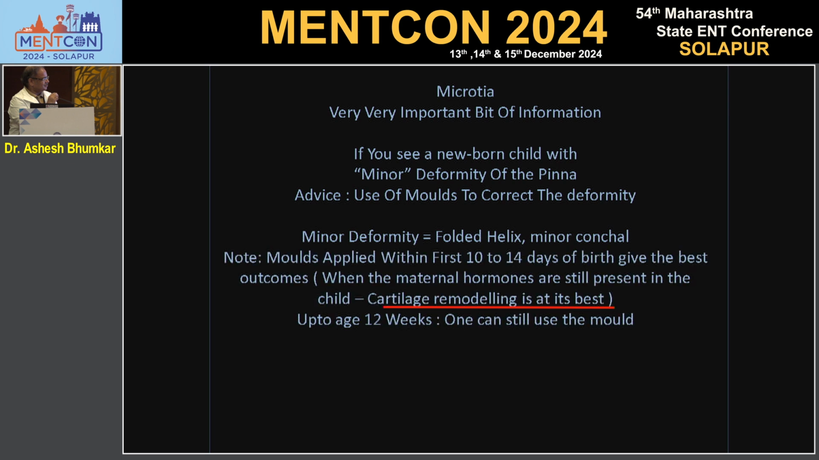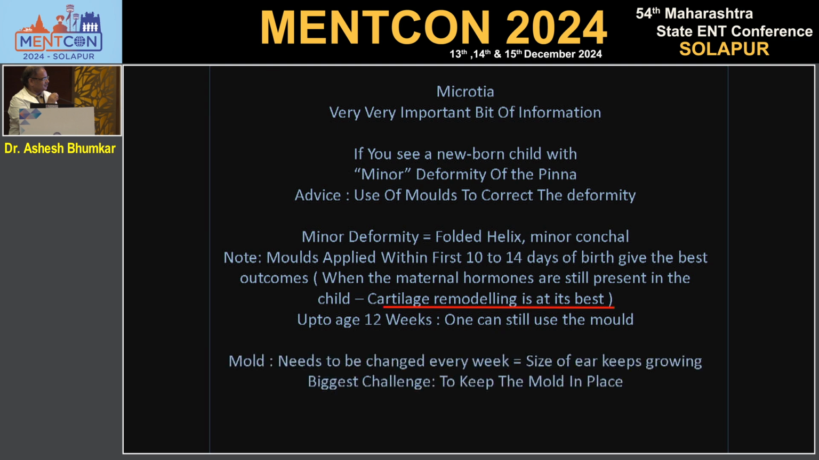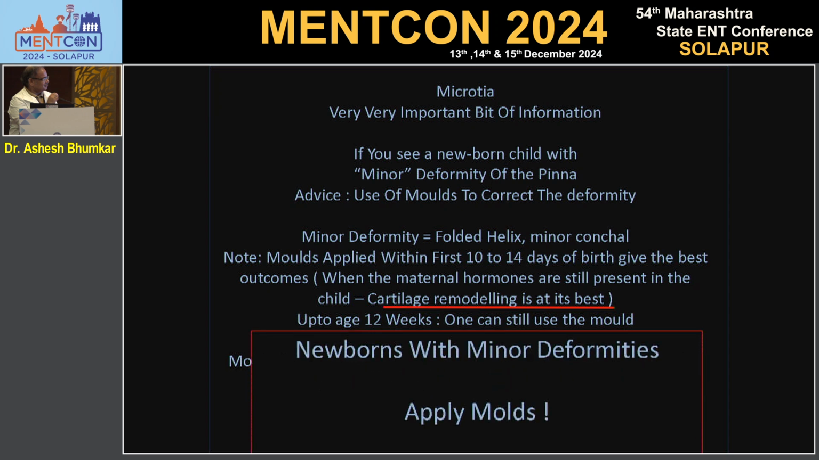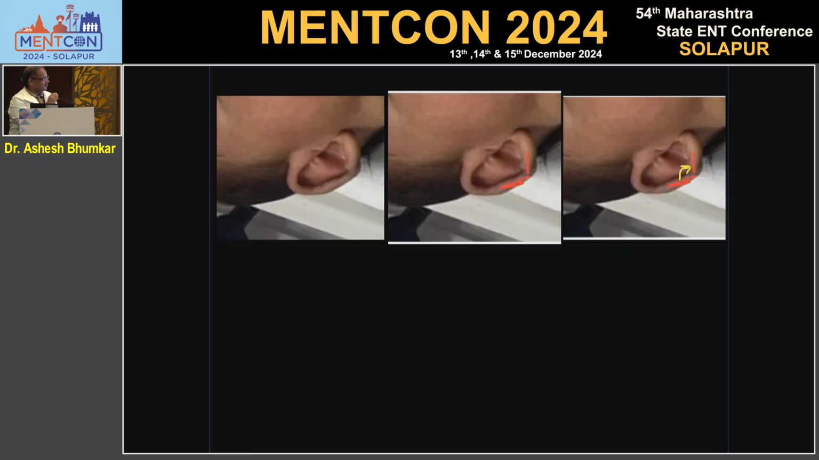So the mold is something very important, and I'll just show you. Under the maternal hormonal influence, the cartilage is really very pliable and moldable. So one needs to do this. Placing the mold, again, depending on the deformity, you have to devise a way. There's no one way of fixing the mold, but it should be kept there. And the ear keeps increasing, the size keeps increasing every week.